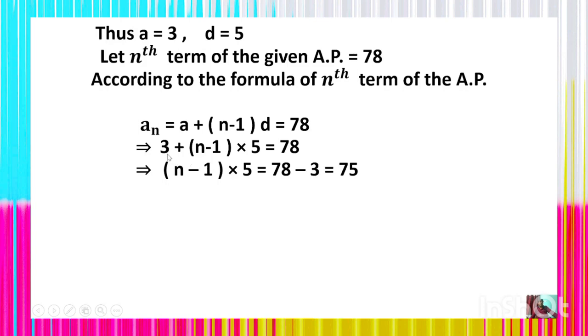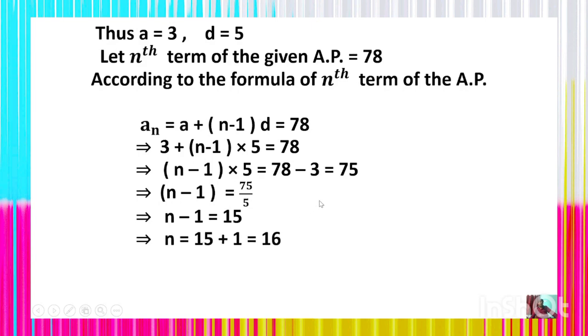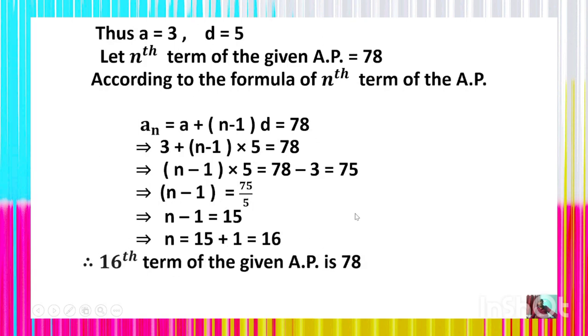Here the plus 3 on the left hand side has been transposed, which gives 75. Thus we get n minus 1 whole into 5 is equal to 75, and n minus 1 is equal to 75 divided by 5, which is 15. Thus n minus 1 is equal to 15, and n is equal to 15 plus 1, which is 16. Thus the 16th term of the given arithmetic progression is 78.